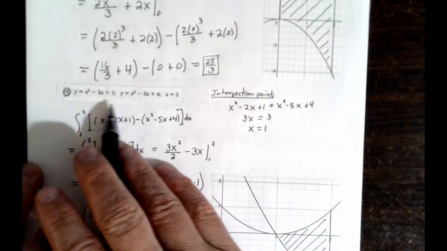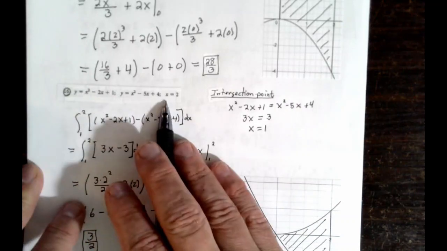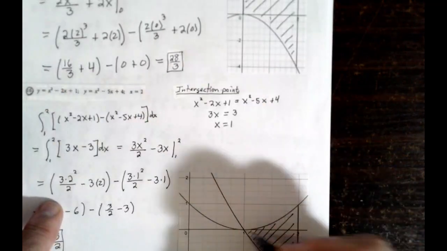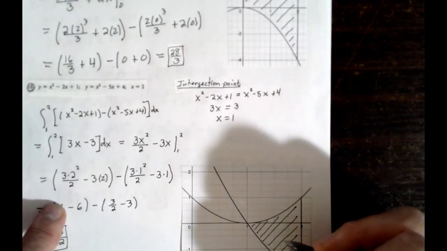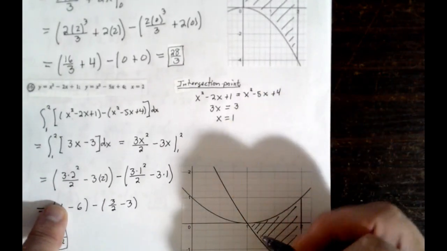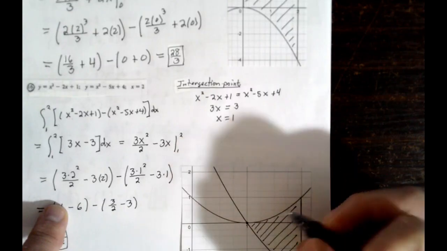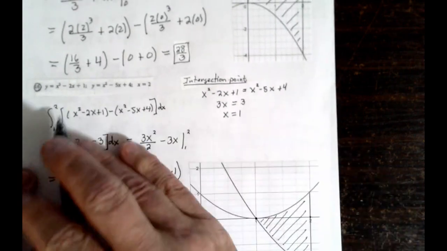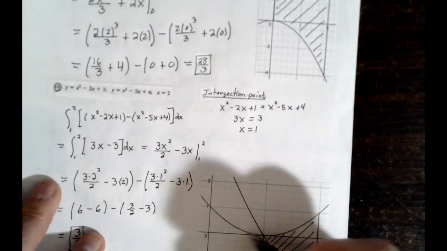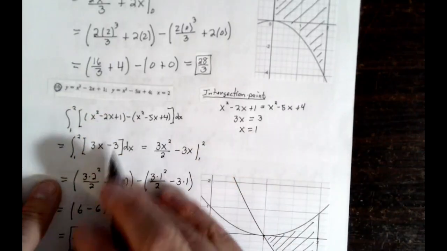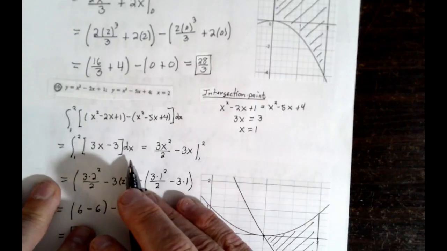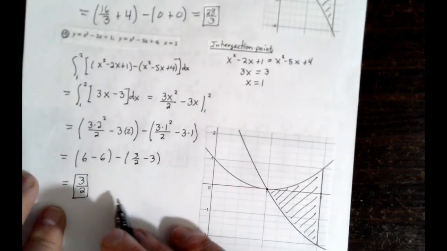Then for 16, they give you this function, and this one. So they give you these two functions, and then they give you the vertical line x equals 2. And so you've got this region here, so you're talking about going from x equals 1 to x equals 2. That's what your limits of integration are. And you're talking about this higher function minus the lower function. So you put the higher function first, the lower function second, and you integrate, and you get your answer.